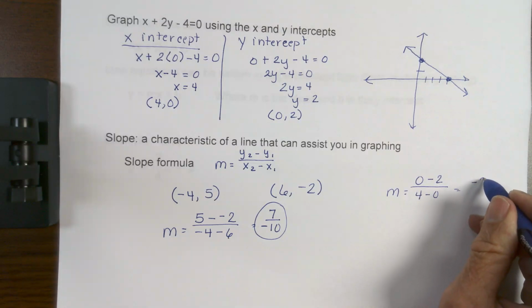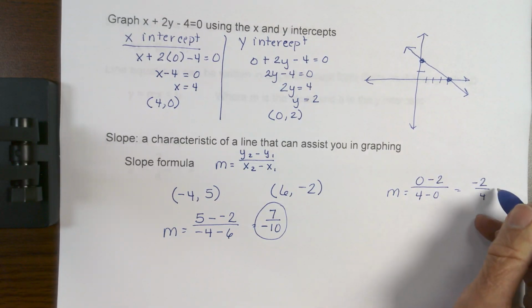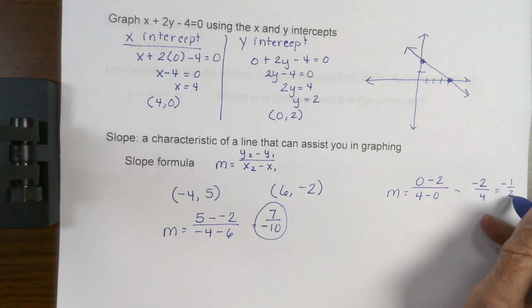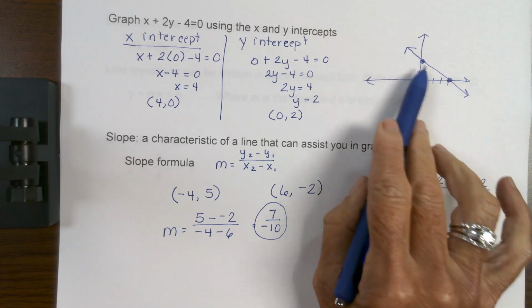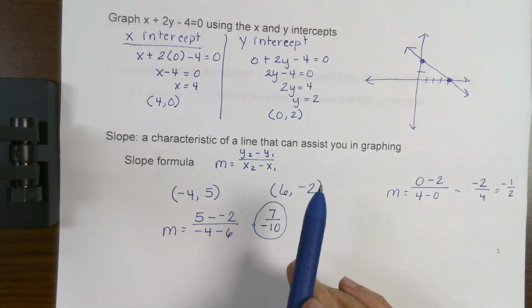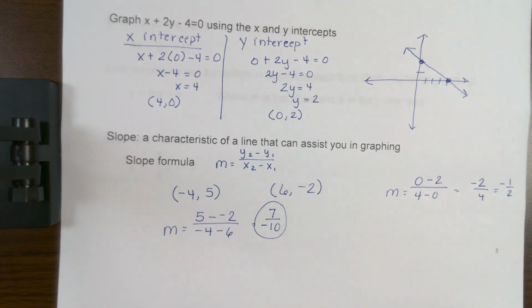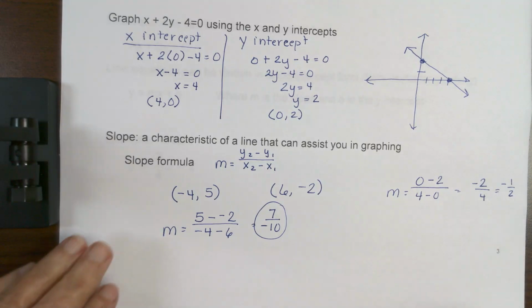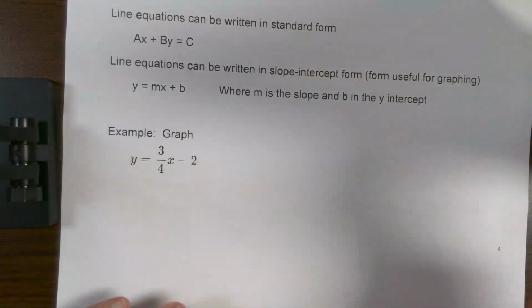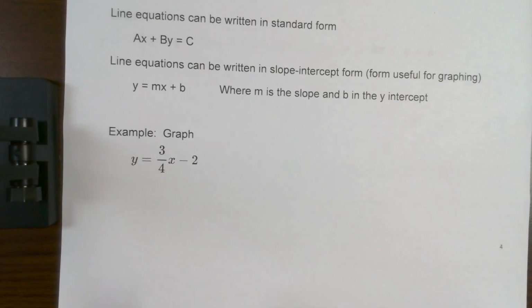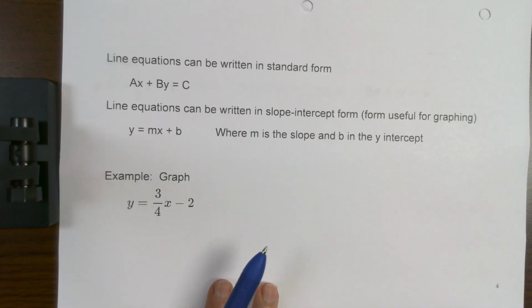So that's going to give me negative 2 over 4, which reduces to negative 1/2. So the slope of this line here is negative 1/2. Remember, that's the rise over the run. Some of the other things about a linear equation.